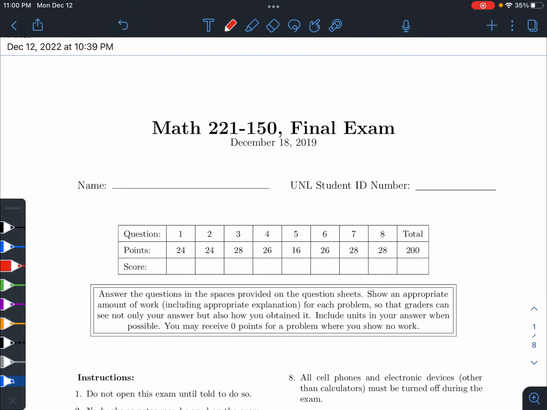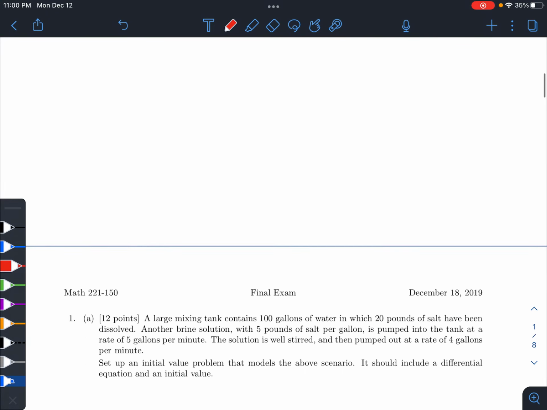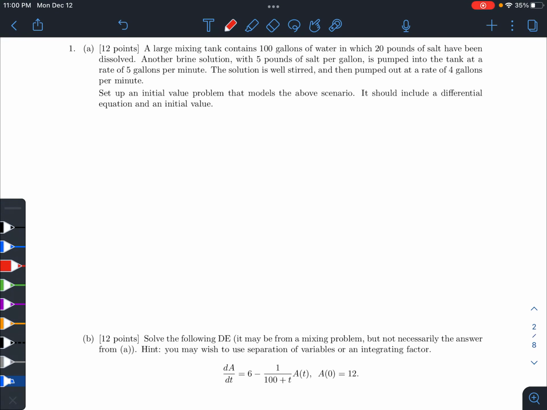Alright, welcome to the last practice exam video. So we had a large mixing tank that contains 100 gallons of water, and 20 pounds of salt have already been dissolved. So let's draw a little tank. We've got 100 gallons, and then we've got 20 pounds of salt in there already.